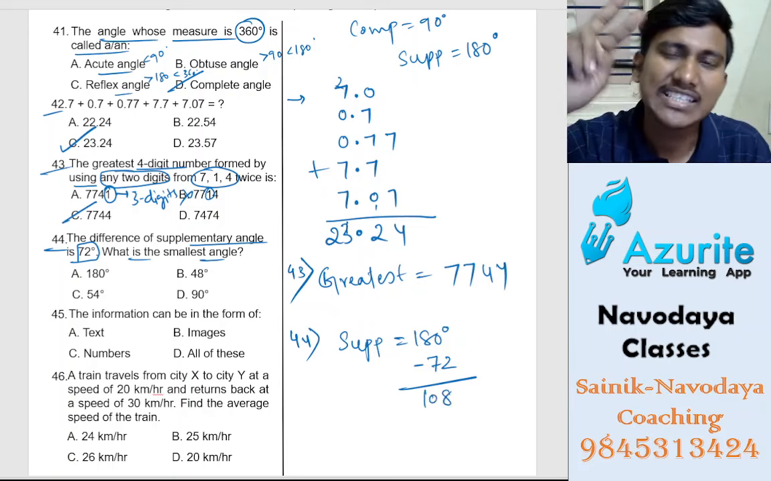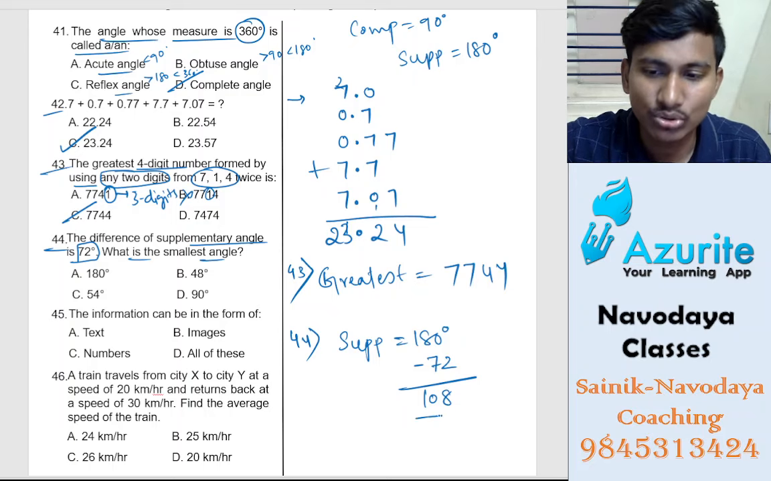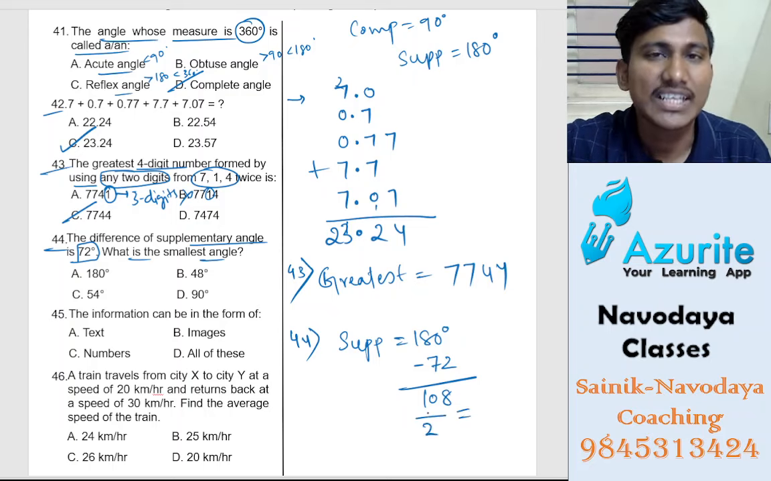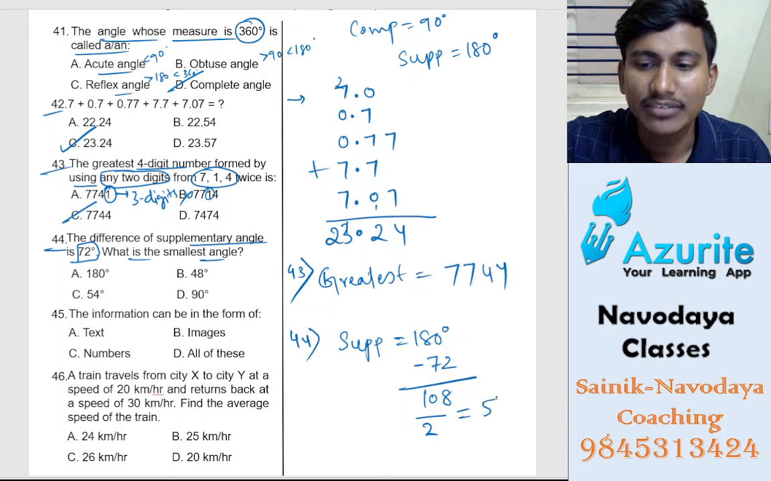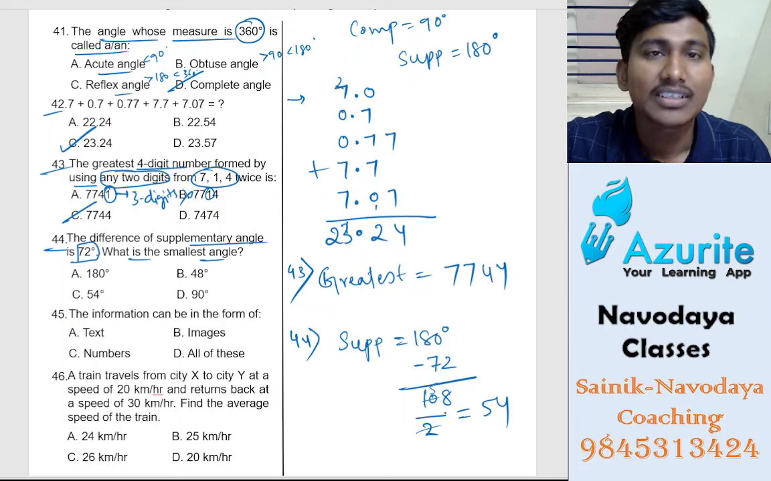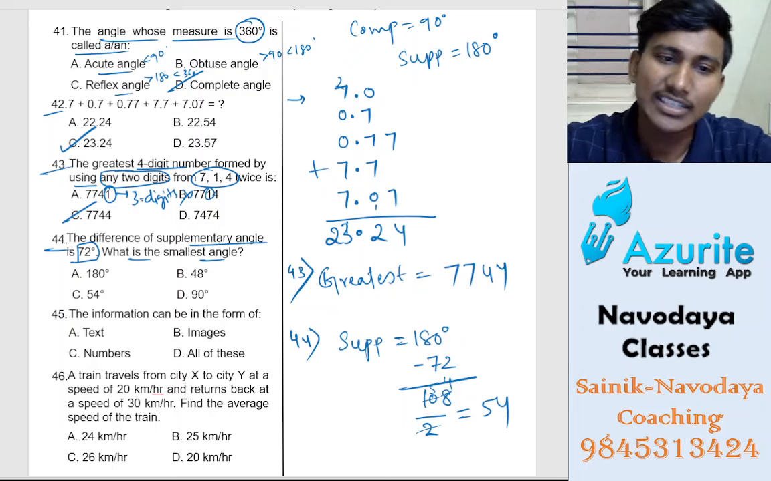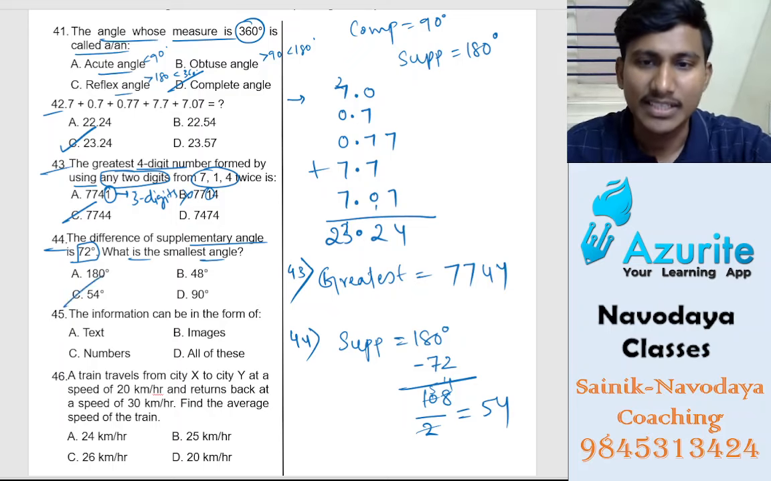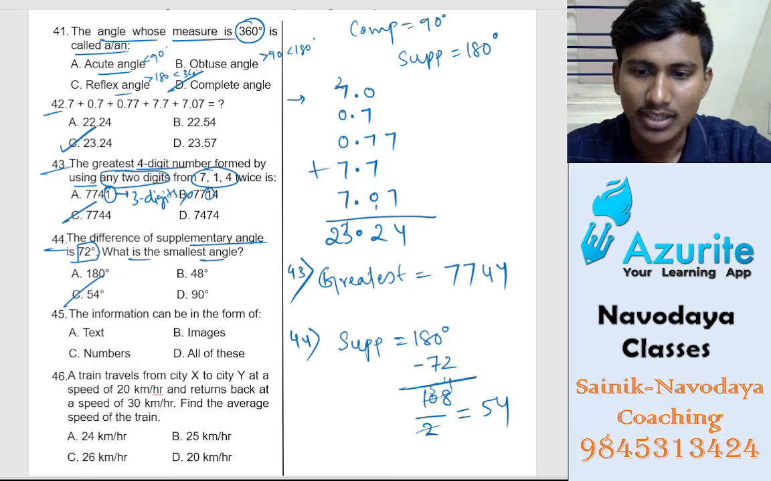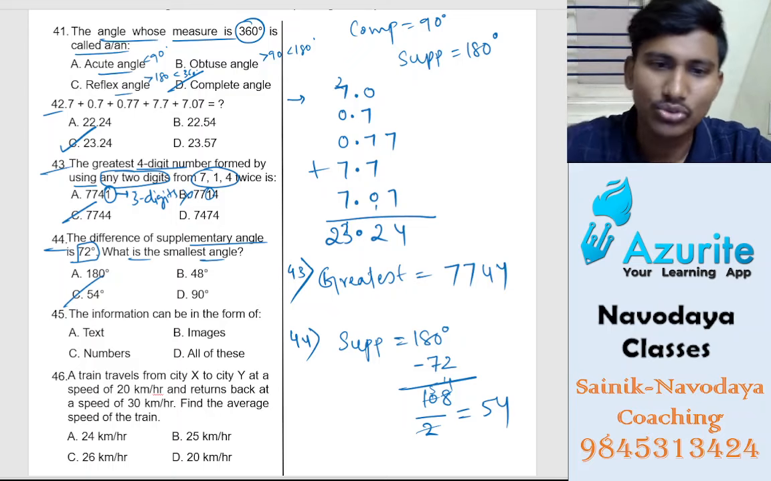There are two angles in 108, so divide by 2. You will get the smallest angle, 54: 2 fives are 10, 2 fours are 8. So 54 is the answer, option C, the smallest angle. Okay students, this is the shortcut for 44.